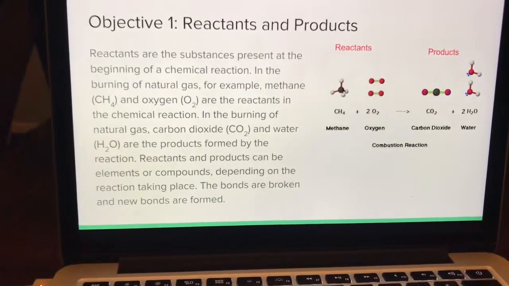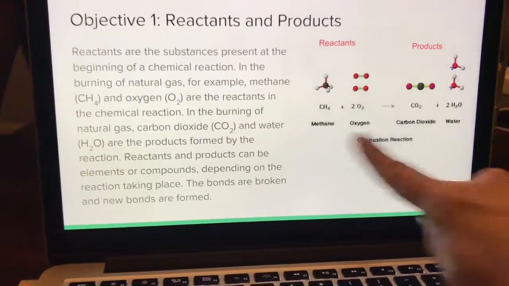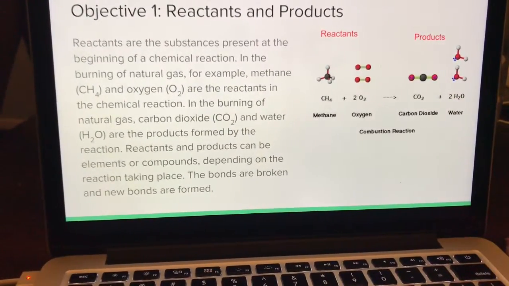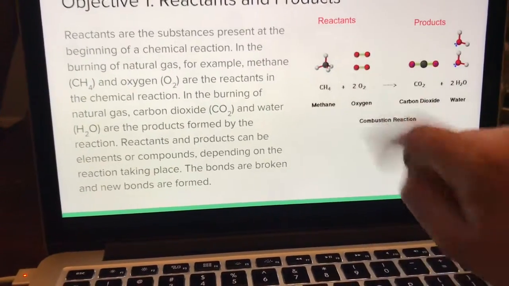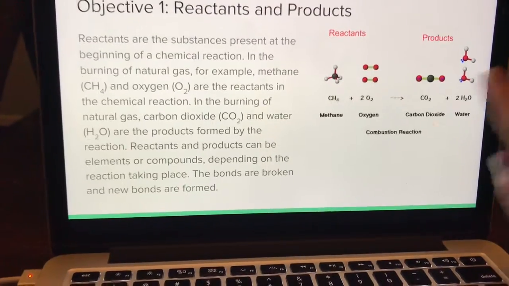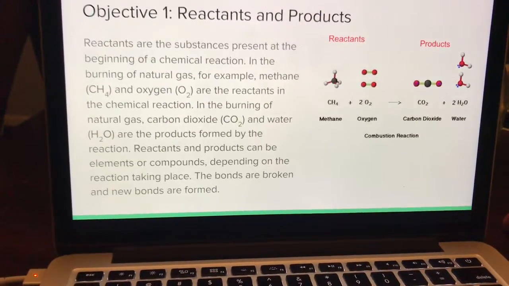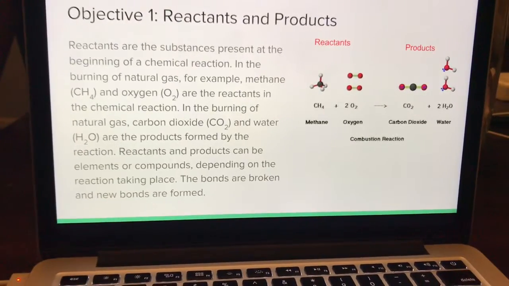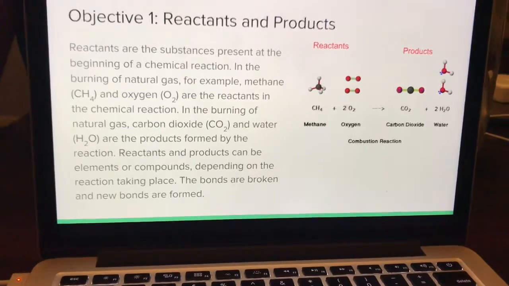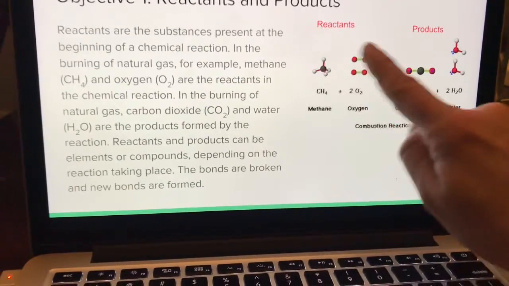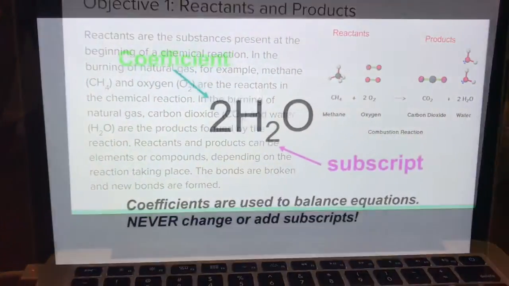So reactants are the substances present at the beginning of a chemical reaction. So for example, we have here the burning of natural gas. So our methane and oxygen are going to be the reactants in this chemical reaction. And then carbon dioxide and water are going to be the products formed in the reaction. And reactants and products can be elements or compounds depending on what reaction is taking place. But the big thing is these bonds are being broken and rearranged and new bonds are being formed.